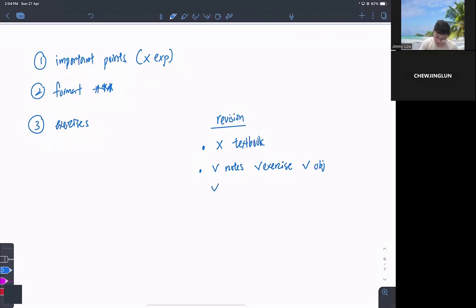One more thing is your past year papers. I think there is no past year, so you just go through exercises, objective, and the notes.